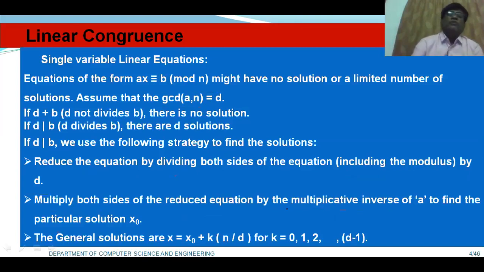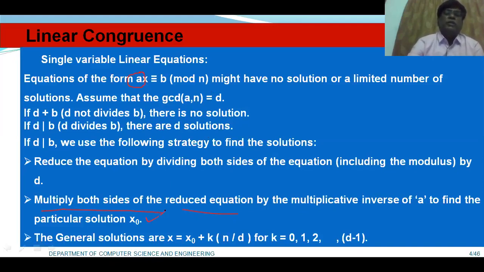To find the particular solution, multiply both sides of the reduced equation by the multiplicative inverse of the variable A. Already you know the A value. Find the multiplicative inverse of A, and multiply both sides of the reduced equation by it to get the particular solution.